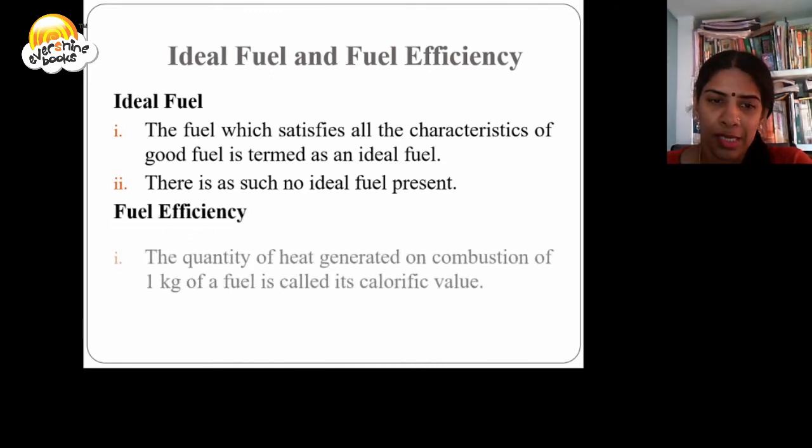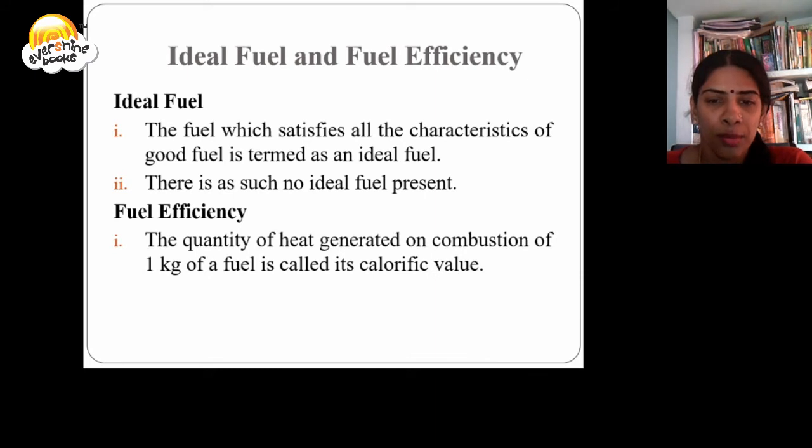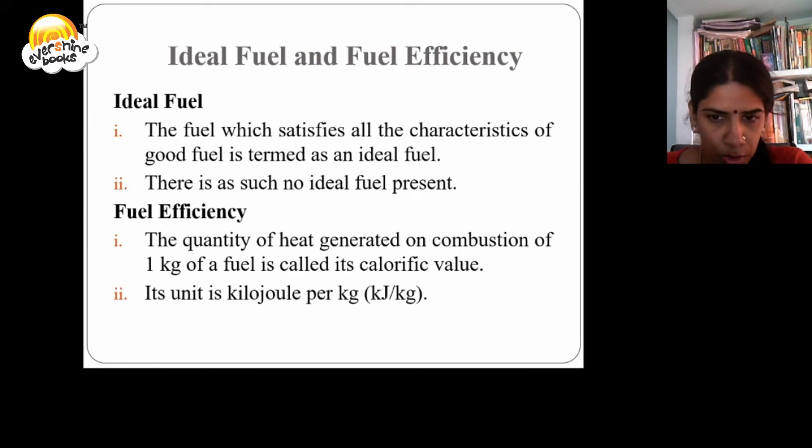Fuel efficiency. The quantity of heat produced due to combustion of 1 kg of a fuel, we'll call it the calorific value. The unit of calorific value is kilojoules per kilogram.